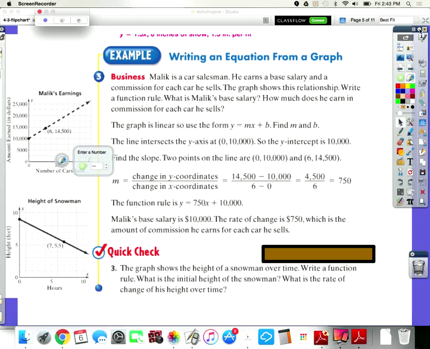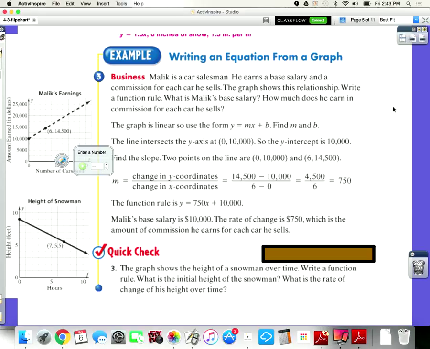More graphing, yay! This is all just about writing equations. y equals mx plus b.